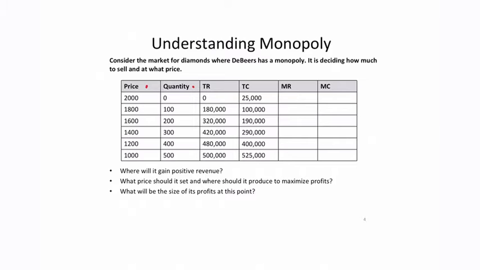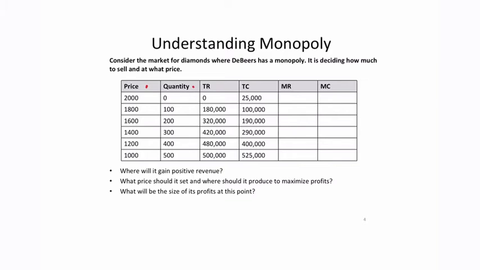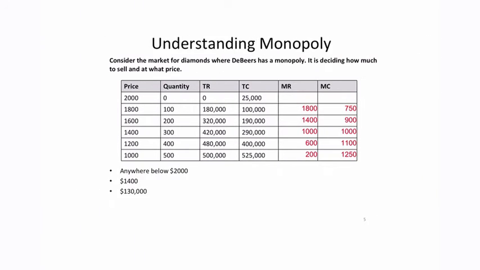So here what we observe is that we can calculate marginal revenue and marginal cost. Since a monopoly is also a profit maximizing firm, it's going to be interested in producing at a point where it can make the highest possible profits, or at a point where marginal revenue is equal to marginal cost. So if we calculate the marginal revenue and marginal cost, what we observe is that the optimal point of production is where marginal revenue equals marginal cost, or the firm is going to be producing 300 units of diamonds and charging $1,400 for each of those diamonds.